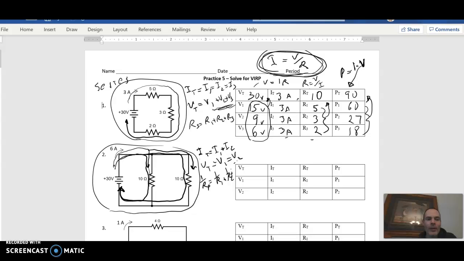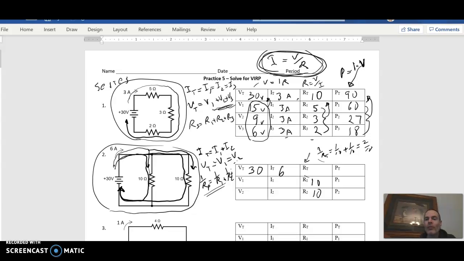Let's fill in what we know here. We know that the original voltage was 30. I have current of 6 at the beginning, and I have these two resistors of 10. What can I find next? I could actually find this total resistance two ways. I could do it with this equation for parallel circuits for resistance and say 1 over the total would have to be 1 over 10 plus 1 over 10. Add those together and I get 2 over 10.